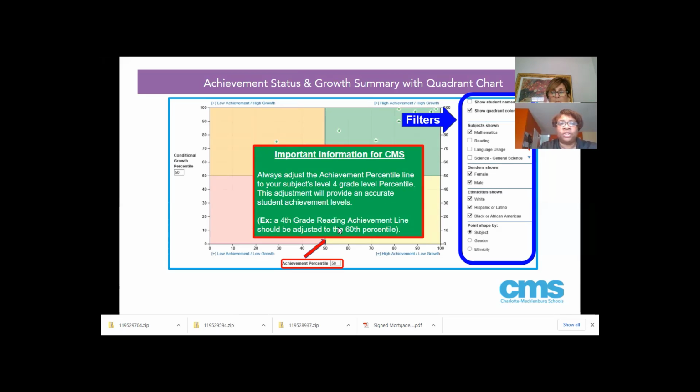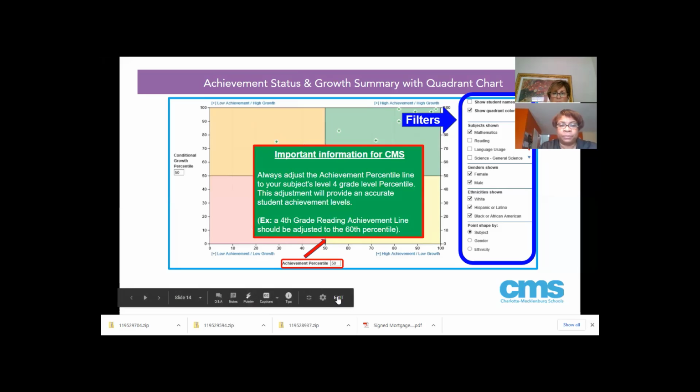The next thing you want to do is to change this achievement line. This line is the achievement line as indicated right here. This line is the growth line over here as indicated. We never touch the growth line, but we always adjust the achievement line. The reason why we adjust the achievement line is so we can get an accurate portrait or picture of where our students are falling based on their grade level and the achievement that is for that grade level.